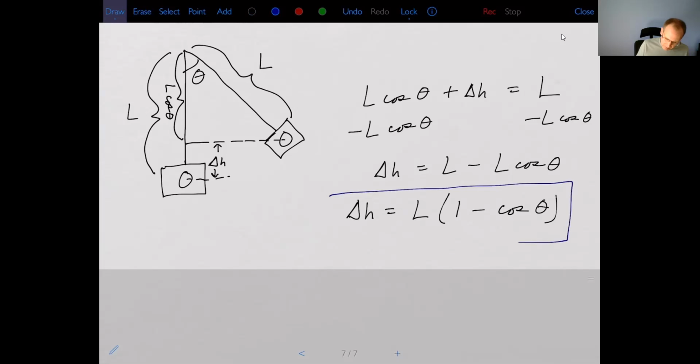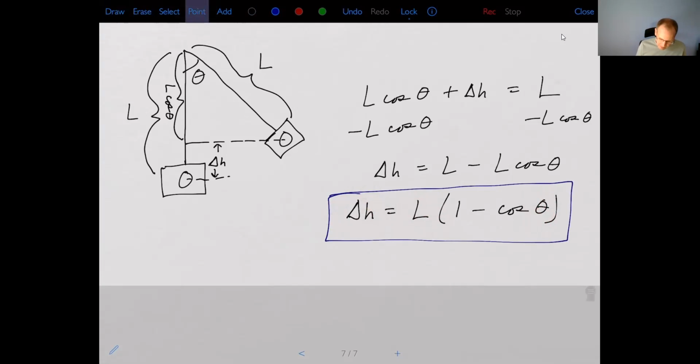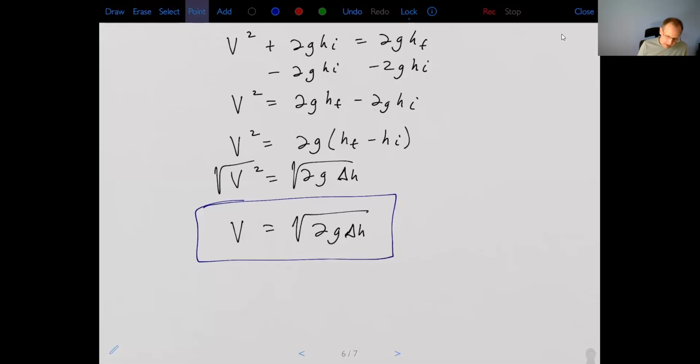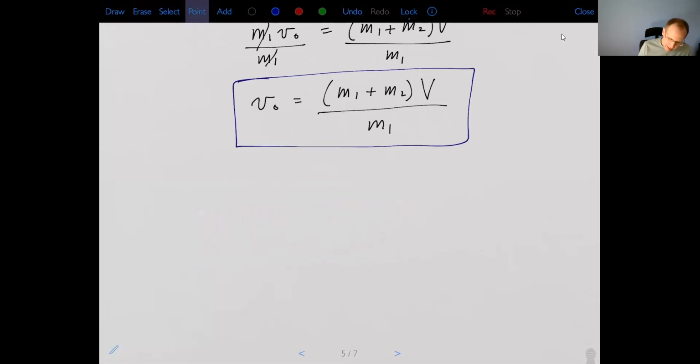So let me box that. Okay, so the point here is if I know the length of the pendulum and I know the angle that it rose to, I can calculate delta H. If I know delta H, let me go back here, I can plug it in here and I can calculate capital V, the velocity right after the collision. If I know capital V, I go back here, plug it in here. I also have to know the mass of the ball and the pendulum, okay, which we can figure out. That will allow me to find the velocity of the ball.